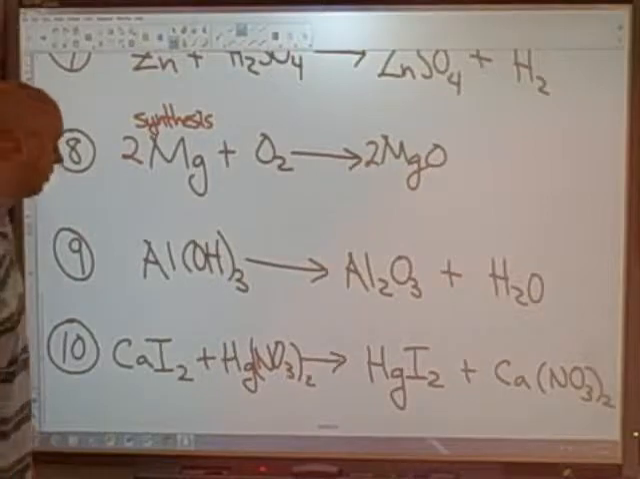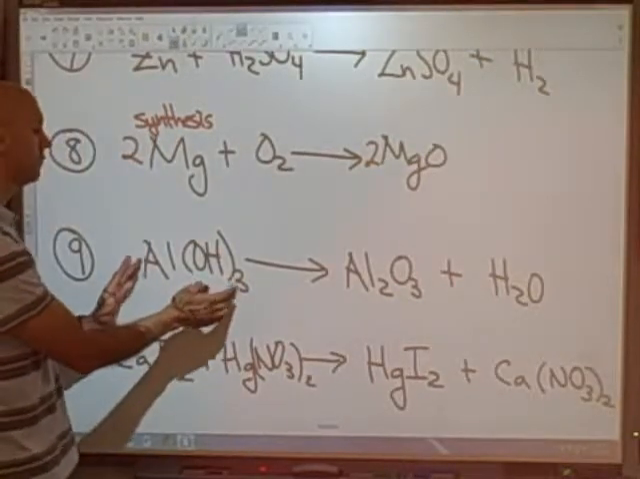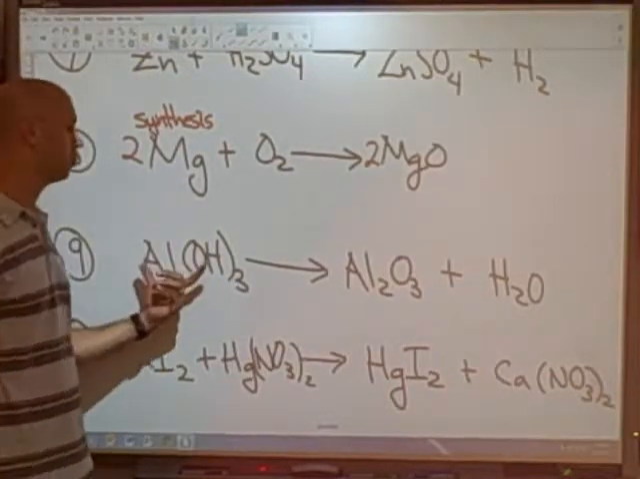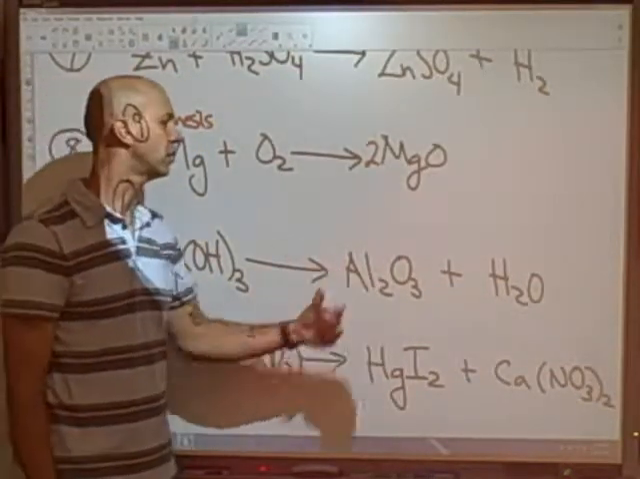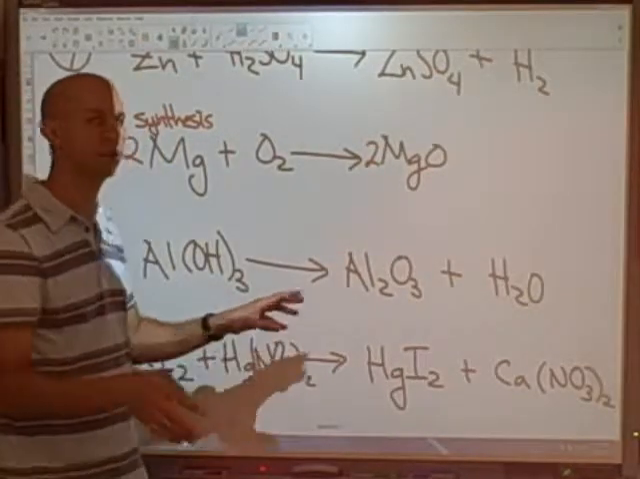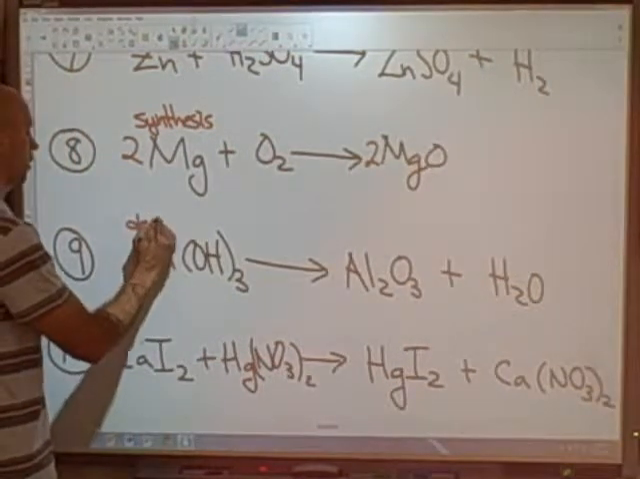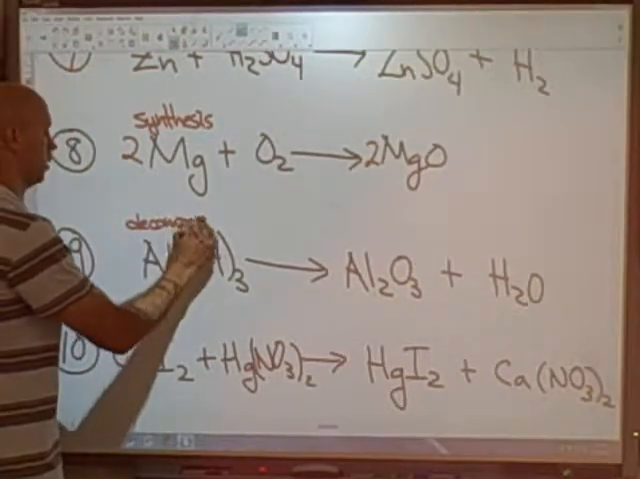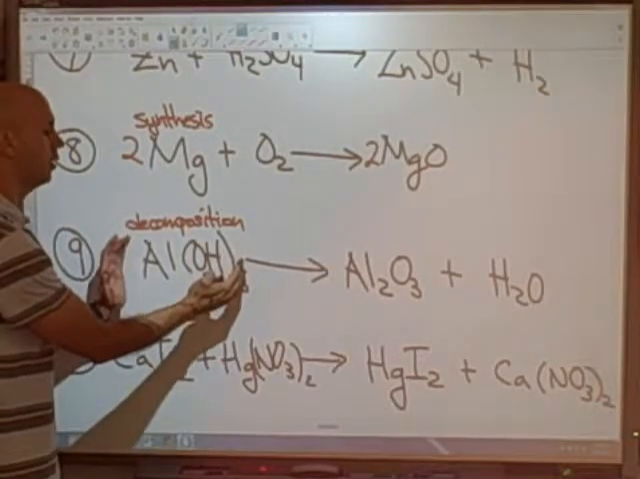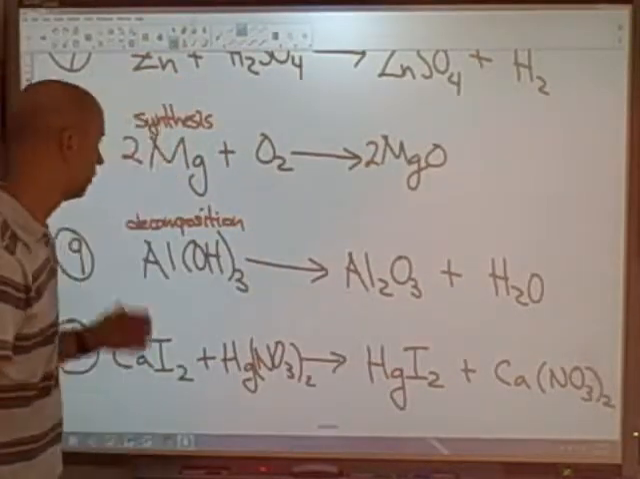All right, my next equation. This involves one thing breaking down to 2 other things. Since we start off with 1 reactant and 2 products, this is called a decomposition reaction, even though it doesn't fit the traditional form. This guy started off with one compound, broke down into 2 different molecules.